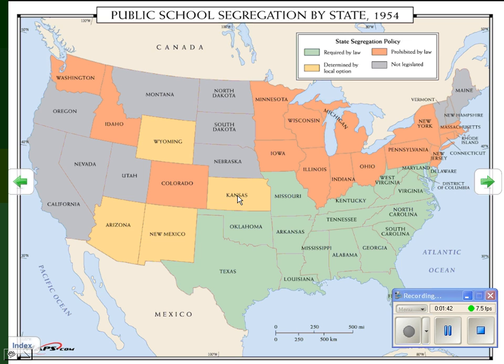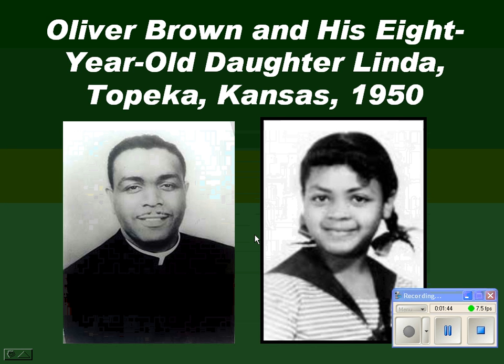Now, let's look at a couple of individuals in Topeka, Kansas. On the left is Oliver Brown. He was a minister and a welder, and he had 3 children. And his daughter Linda, in 1950, was 8 years old, and she could have attended the local white school, which was only 4 blocks from their house, but instead she was being asked to walk 4 miles to the black school, and the black school was inferior to the white school.